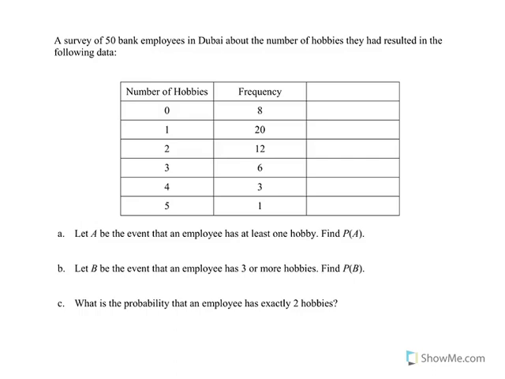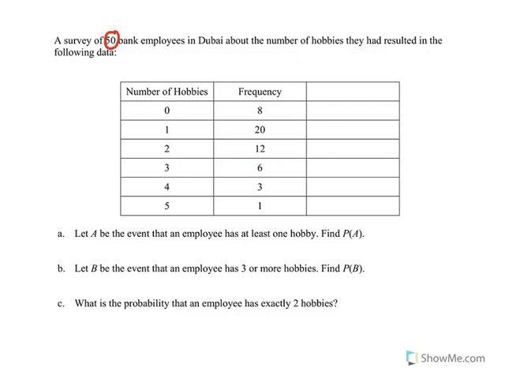Okay, for this problem, we have a survey of 50 bank employees in Dubai about the number of hobbies they had. This survey resulted in the following data. So, if you look at this frequency table, it means that, for example, 8 of them had no hobbies, 6 of them had 3 hobbies, and so on.